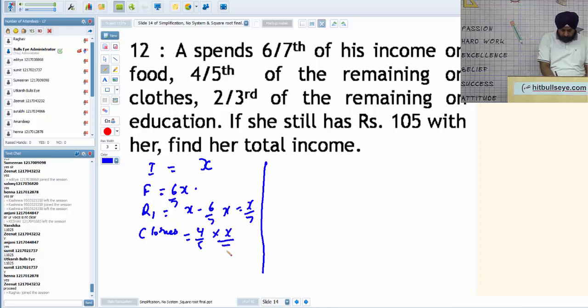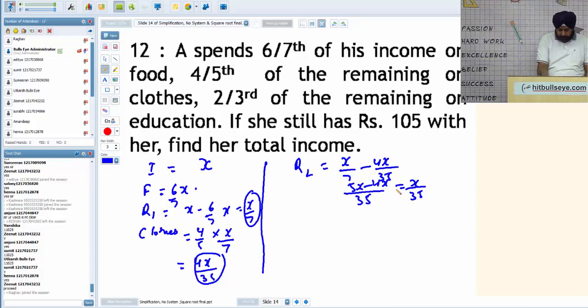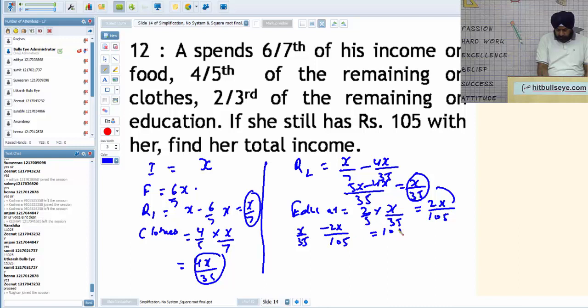I hope all of you have solved in this way, 4X/35. So out of this remaining, he has spent on clothes 4X/35. So second remaining is X/7 minus 4X/35, which is X/35. So of X/35, he spent 2/3 on education. So on education, he spent 2/3 of X/35. This is a very long way. All of you might be doing it like this, 2X/105. So remaining is X/35 minus 2X/105. So it's X/105, and X/105 is 105. That gave us the value of X as 11025.